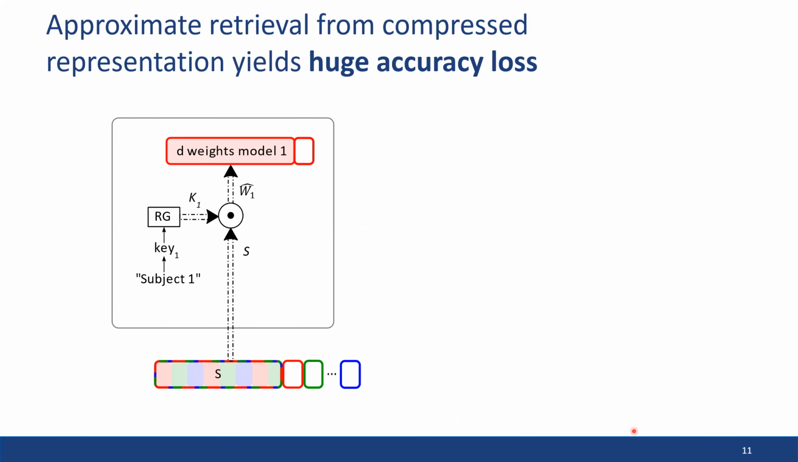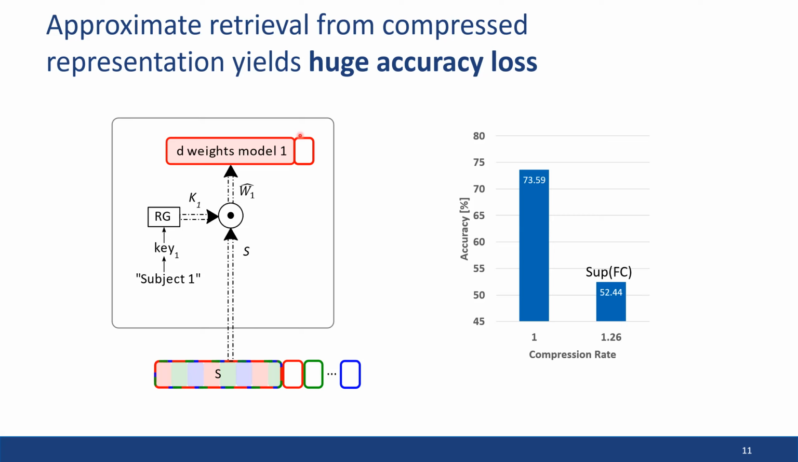So if we now want to operate the model for one subject, in this case subject 1, we take again the superposition S, generate on the fly on the device our key vector K1, and estimate the value vector or the weight vector W1 and put it into our model. At the same time, we also take again our non-compressible weights and feed them into the model.